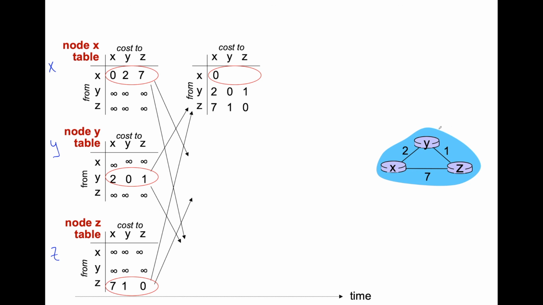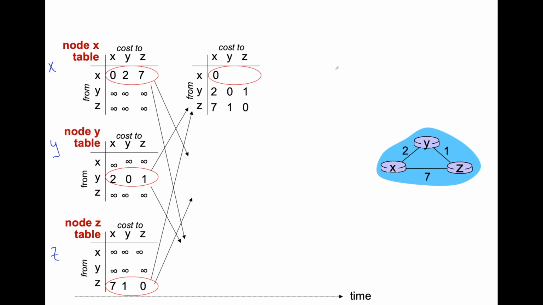That's Y's distance vector. And so to get from Y to X is a cost of 2. So here we have 2. From Y to Y, it's a cost of 0. To get from Y to Z is this link cost 1, so we have 1. Everywhere else is infinity. Likewise for Z, to get from Z to X is a cost of 7 along here. To get from Z to Y is a cost of 1. To get from Z to Z is a cost of 0.